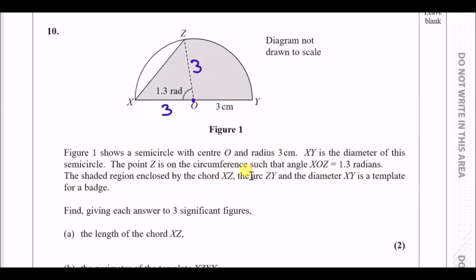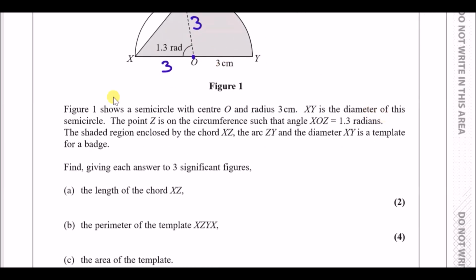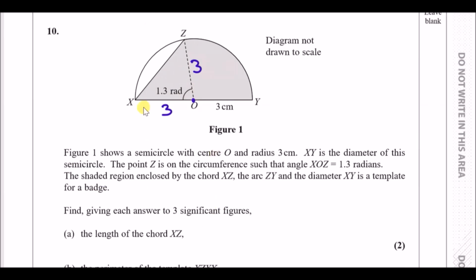So just a quick recap. This line is a chord, so it does not pass through the center. This part of the semicircle, i.e. this part, is an arc, and the diameter is just a line cutting through from X to Y. Okay, so it's twice the radius. So let's move on to the actual questions. Now, find, giving each answer to 3 significant figures, the length of the chord XZ.